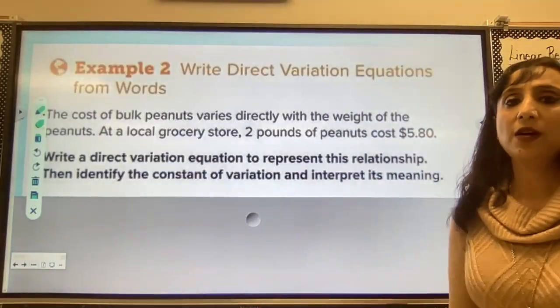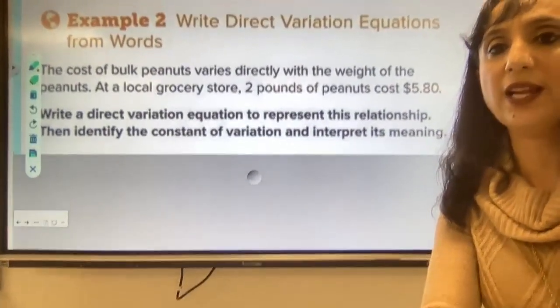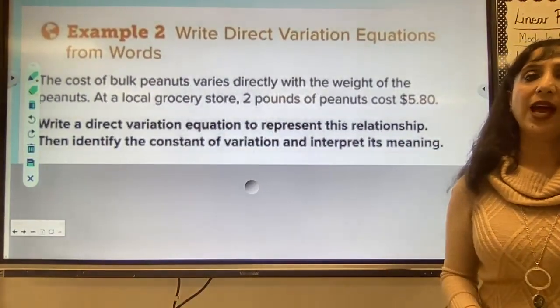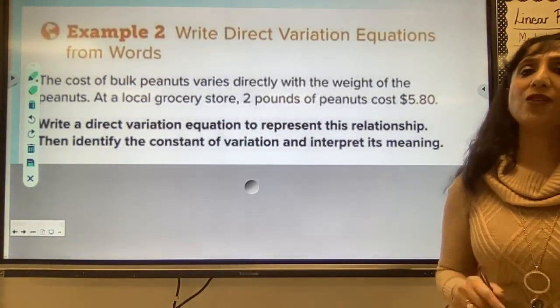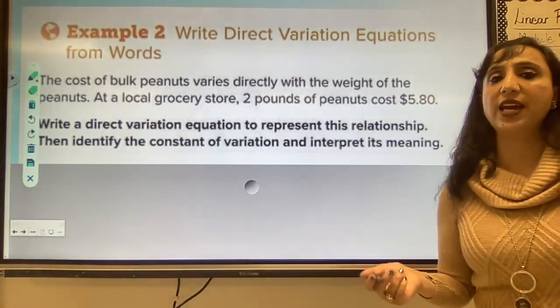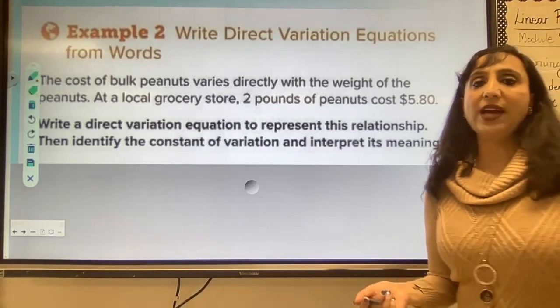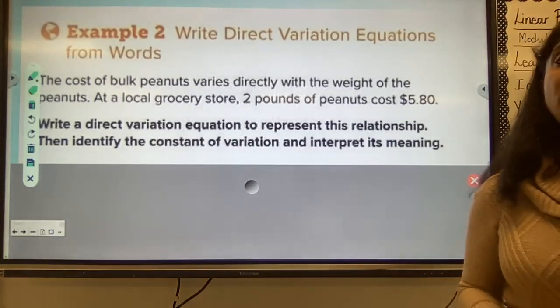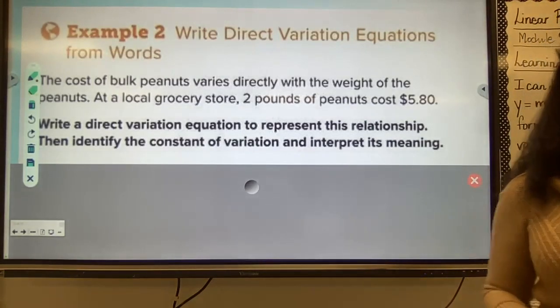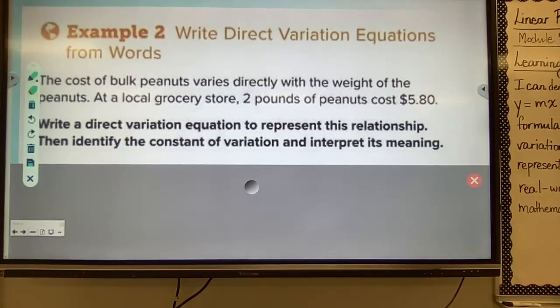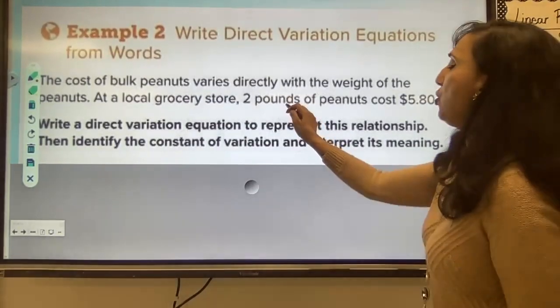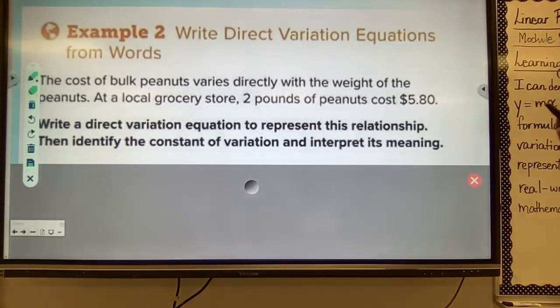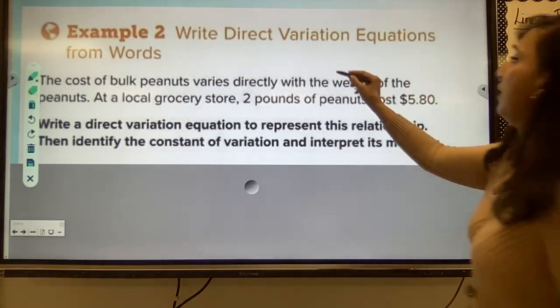The cost of bulk peanuts varies directly with the weight of the peanuts. At a local grocery store, 2 pounds of peanuts cost $5.80. Write a direct variation equation to represent this relationship. Then identify the constant of variation and interpret its meaning. So the first thing we are going to do is find the unit rate, because right now we have the cost for 2 pounds.